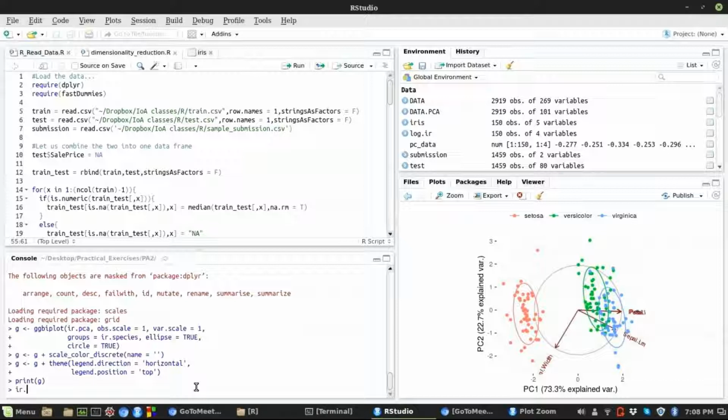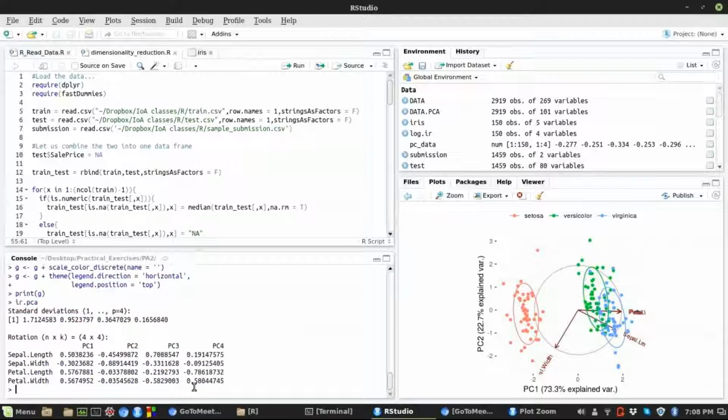IR dot PCA rotation matrix here, and sepal width. Okay, sepal width here. This is A1, this is A2, this is A3, this is A4. PC3 has some weight on it also. Okay, the weight on PC3 doesn't matter that much because of the variance.